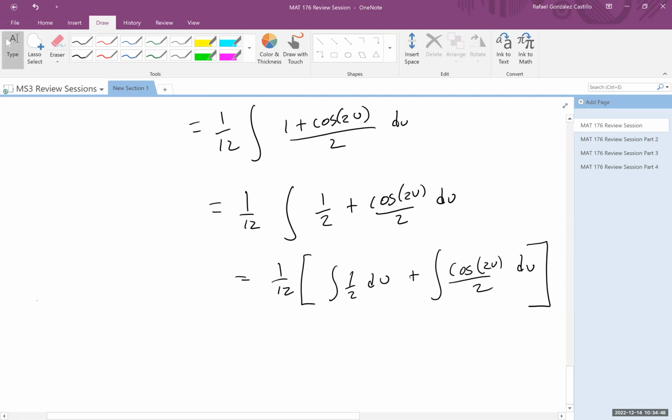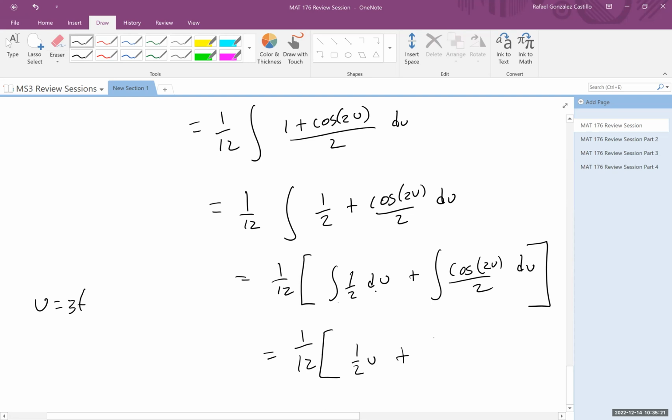Keep in mind what u was. u was 3t. Eventually, I'm going to bring that back in. So we have 1 over 12. I'm just bringing that 1 over 12 down, times the integral of 1/2 du, which is simply 1/2 times u by the power rule. You can make believe that there's a u to the 0 power there. So you add 1 to the exponent and 1 to the denominator. So this is simply u to the first over 1, or just u. So we have 1/2 times u.